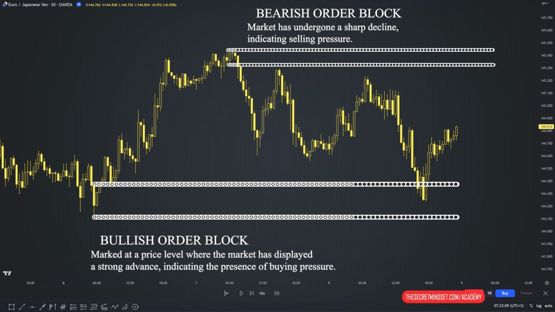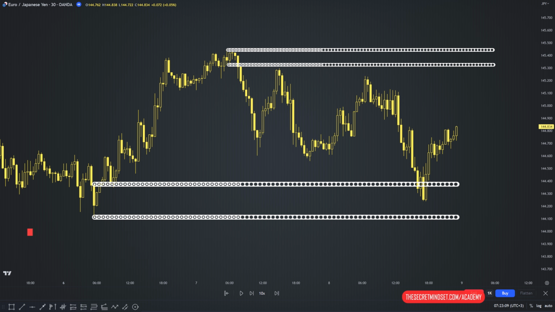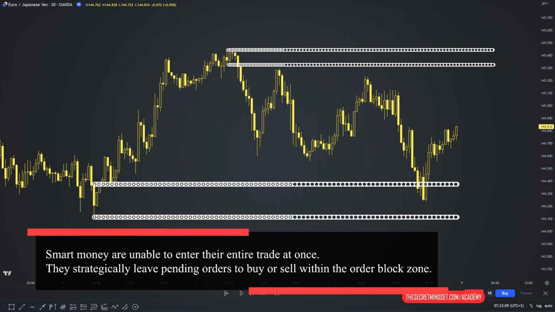pressure. The fundamental principle of order block trading revolves around the notion that when the market executes a swift and substantial move, the smart money are unable to enter their entire trade at once, so they strategically leave pending orders to buy or sell within the order block zone, anticipating that the market will retrace back to the zone, allowing them to fill the remaining portion of their trading positions.